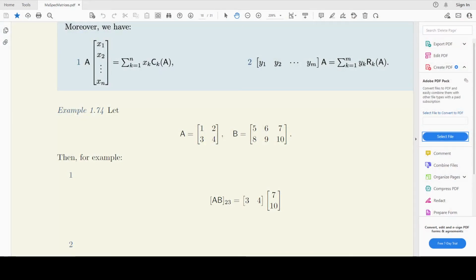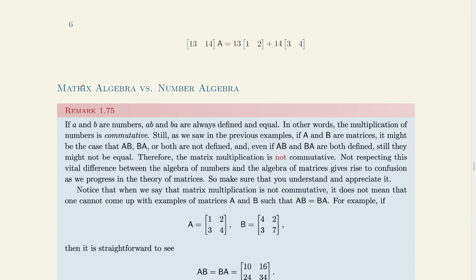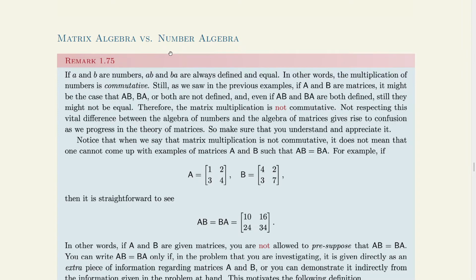Now this coming lesson is actually very important to understand: matrix algebra and number algebra. I want to compare them. It's extremely important to understand the differences and keep them in mind when you are working with matrices. So what are the differences?